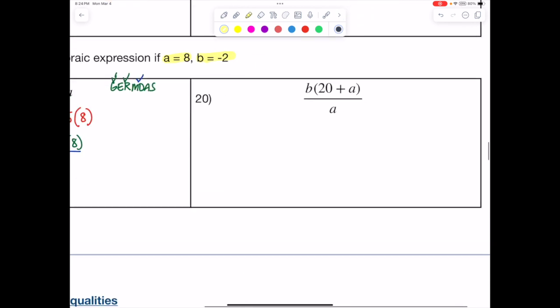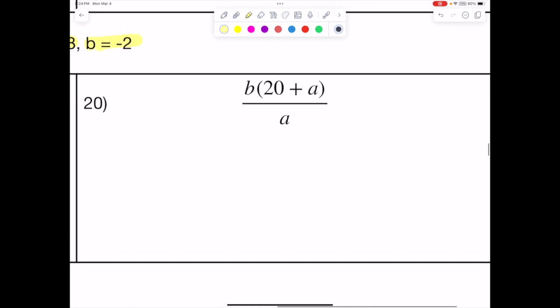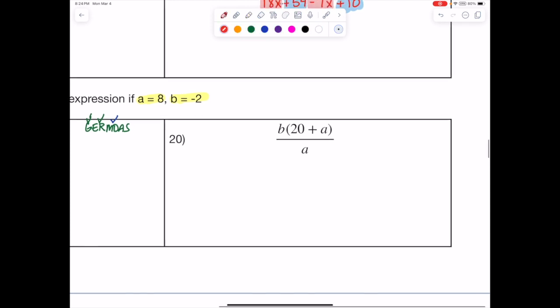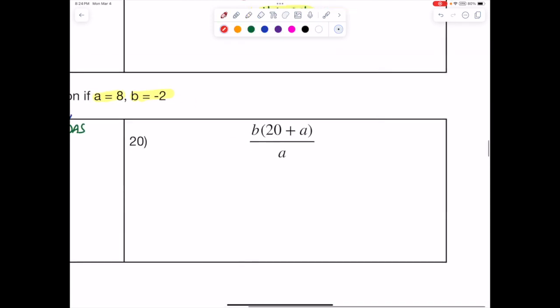Let's go ahead and do number 20. Okay. So we're going to substitute everything first. Okay. We're not simplifying, we're substituting. So let's go ahead and B is -2 times the quantity of 20 plus A, and A is 8, okay? And all that is divided by A, which is 8, okay? So now follow your GEMDAS. We're only doing SADMEP if you're solving for a variable, and we're not solving anything yet.